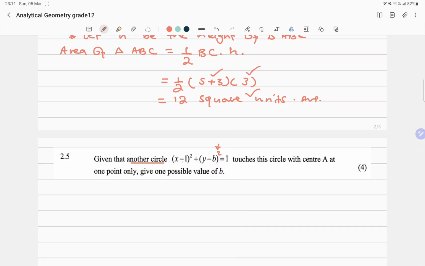Okay, so because this would determine the coordinates of the center and this would give us the radius of the circle. So we are told this one touches this circle with center A at only one point only. Okay, then it says give one possible value of B. Okay, so let's get the one possible value of B. Great. Now what do we do here?